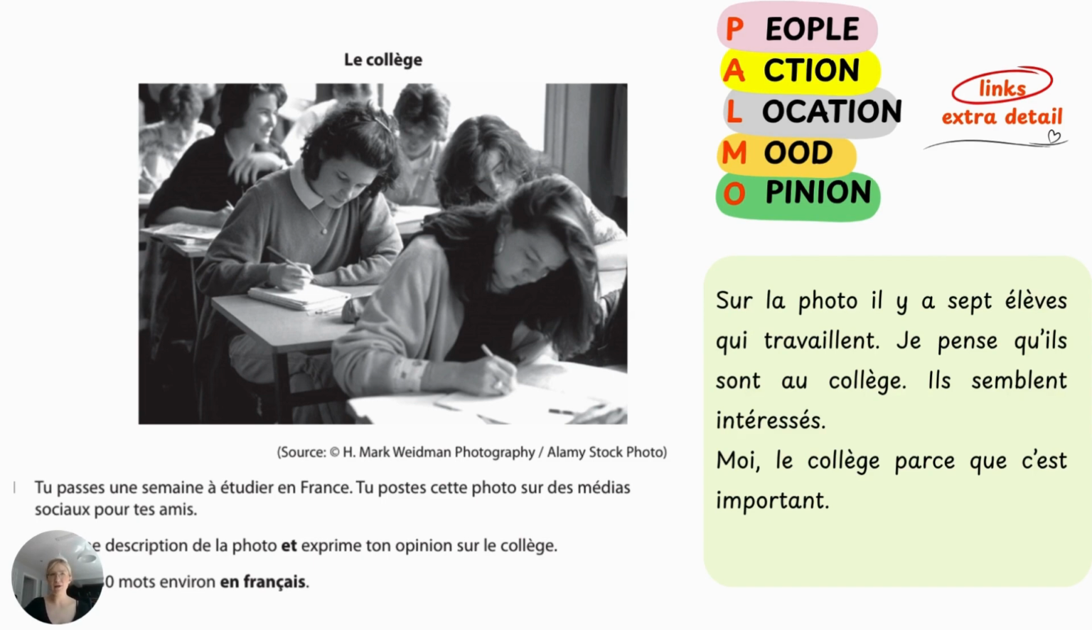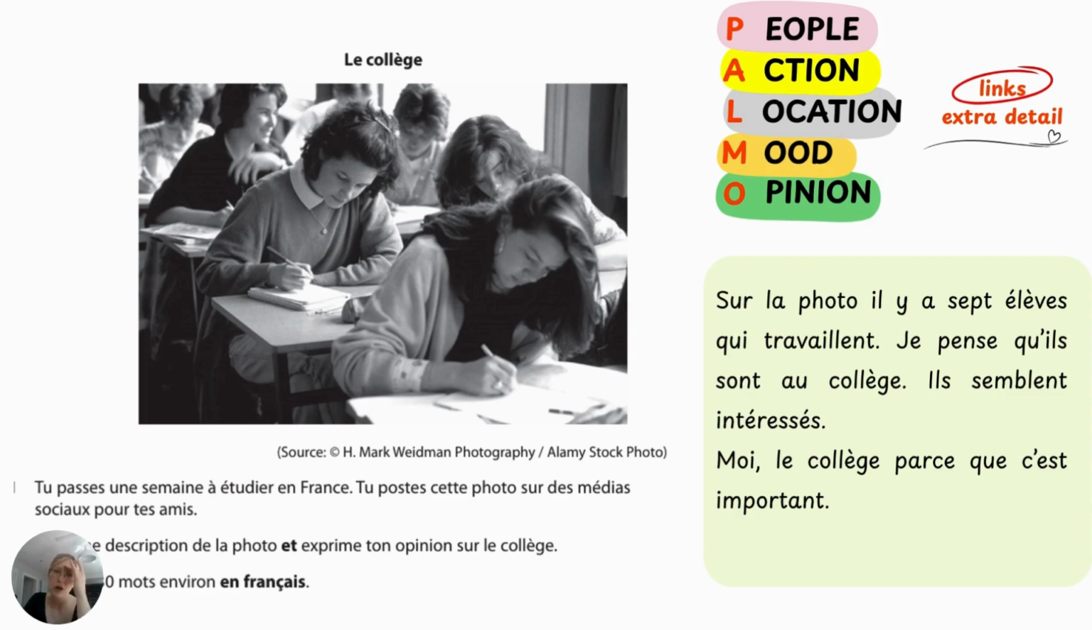If I couldn't remember the word for students, élèves, I could have said garçons, filles, boys, girls, ados, teenagers, okay, qui travaillent. So who work, and then I've had to add an ENT on the end of travail because there's more than one of them. Je pense qu'ils sont au collège. I think that they are at school. Il semble intéressé. I could have said content here and just kept it easy, couldn't I? But yeah, I thought intéressé was on our vocab list that I sent you and that I showed you earlier, and that is probably more relevant here.